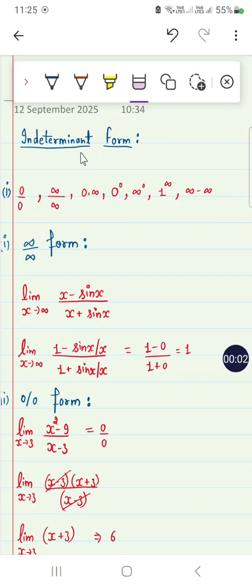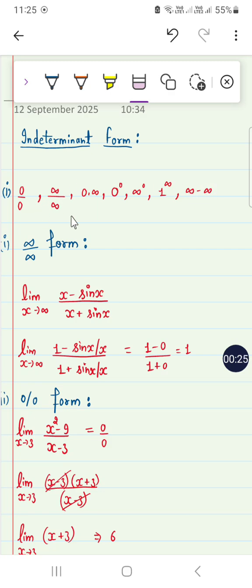Now let us define indeterminate form. What is the meaning of indeterminate form? Indeterminate forms are the forms in which the limit does not exist. That is the form of 0 upon 0, infinite upon infinite, 0 dot infinite, 0 power 0, infinite to power infinite, infinite to power 0, 1 to power infinity, infinite minus infinite.